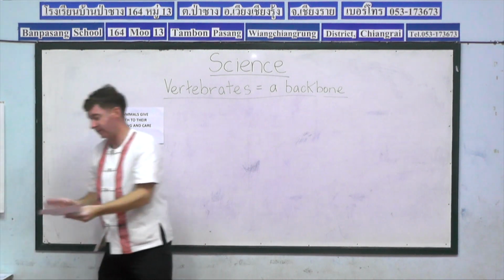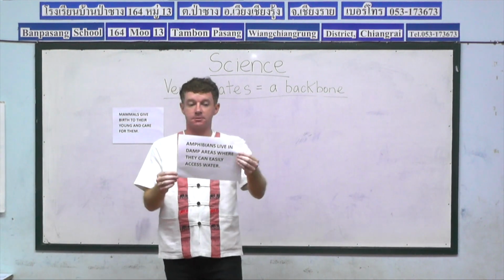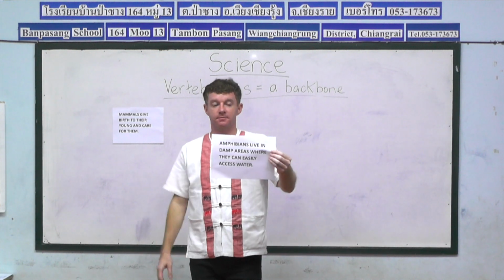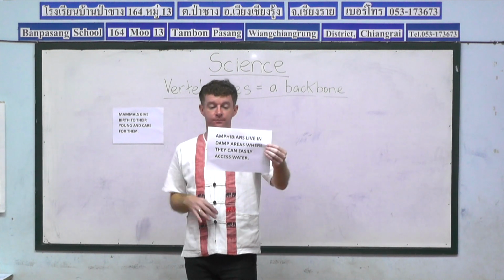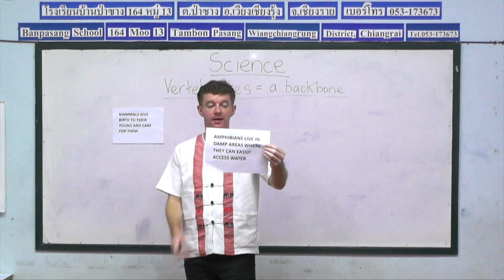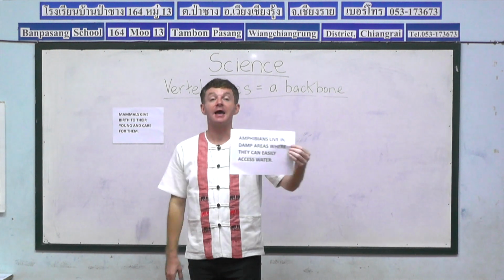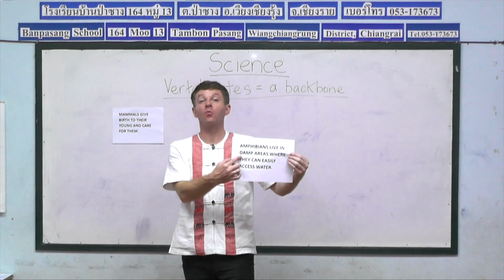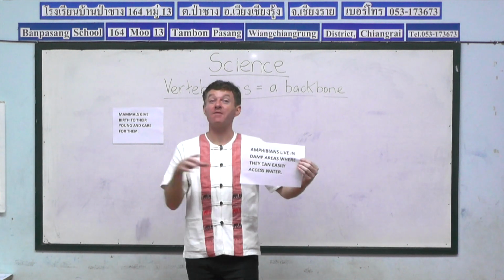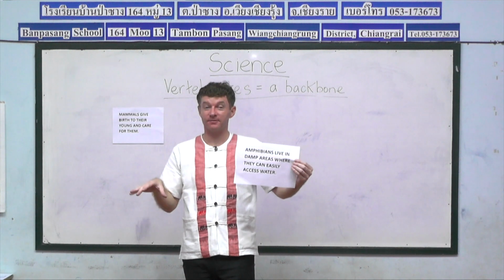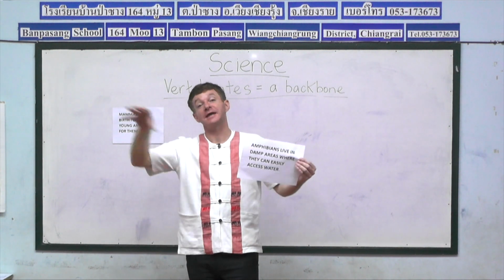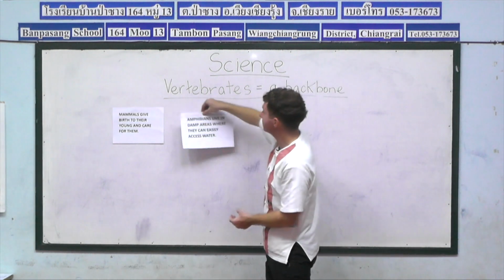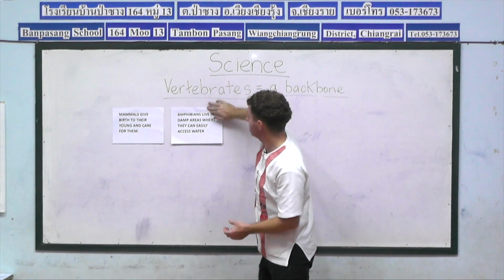The next one is about amphibians. Amphibians live in damp areas where they can easily access water. Yes, damp is another word for wet. So we could say amphibians live in wet areas, somewhere near water, so they can easily go in and then come out again, like the frog or salamander. So that's sentence number 2.